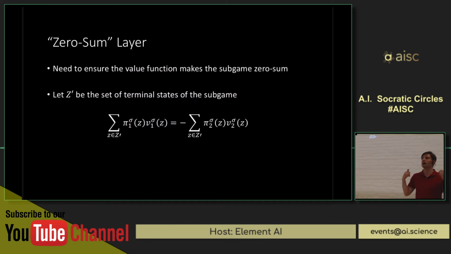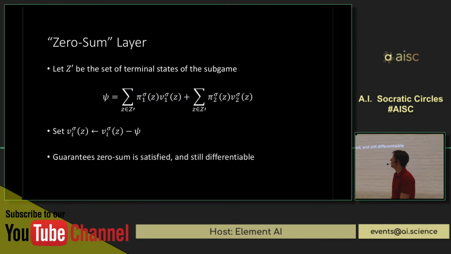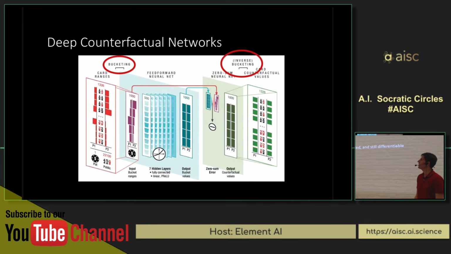In order to force the network to do that, they take the sum of those two things. This is the weighted sum over all the counterfactual values. That's going to be psi. That should be minus psi over 2. They adjust the counterfactual values by minus psi over 2, so everything adds up. The really nice thing is it's still differentiable. So you get zero sum and you get differentiable, which is important. So that's that bit, and then bucketing, I'm going to hold on.